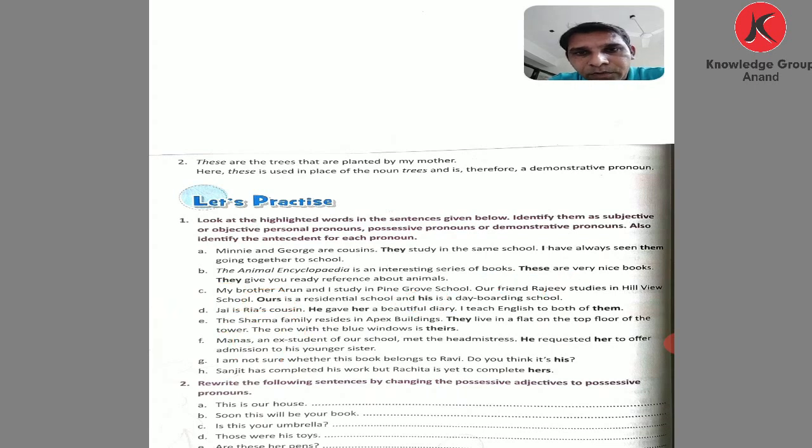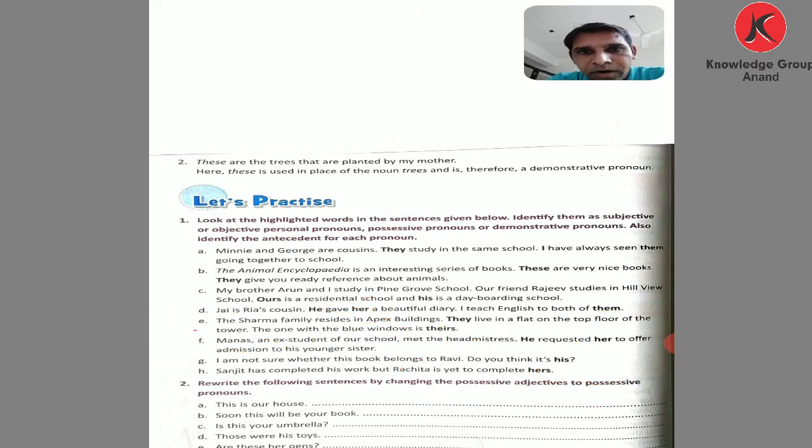His also shows the possessive pronoun. Here the first sentence is complete. Now the second starts with he. He is a subjective personal pronoun, and her is used as a possessive pronoun. At the last, them is used as an objective personal pronoun.